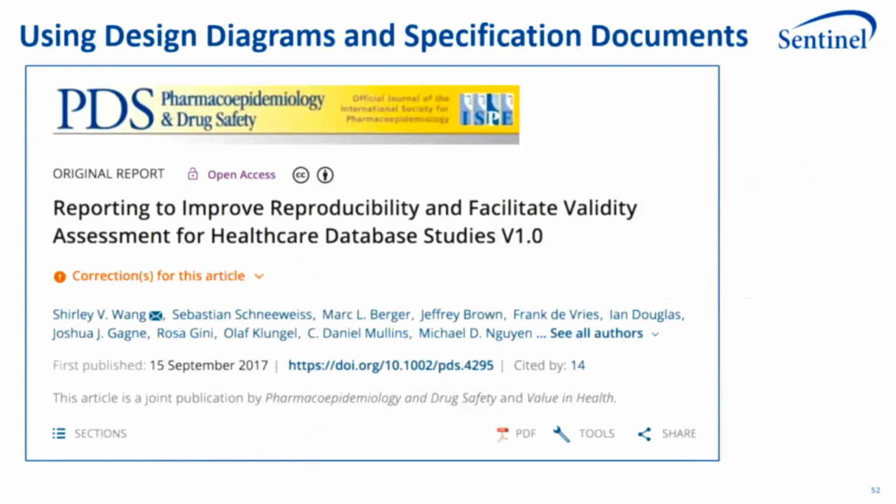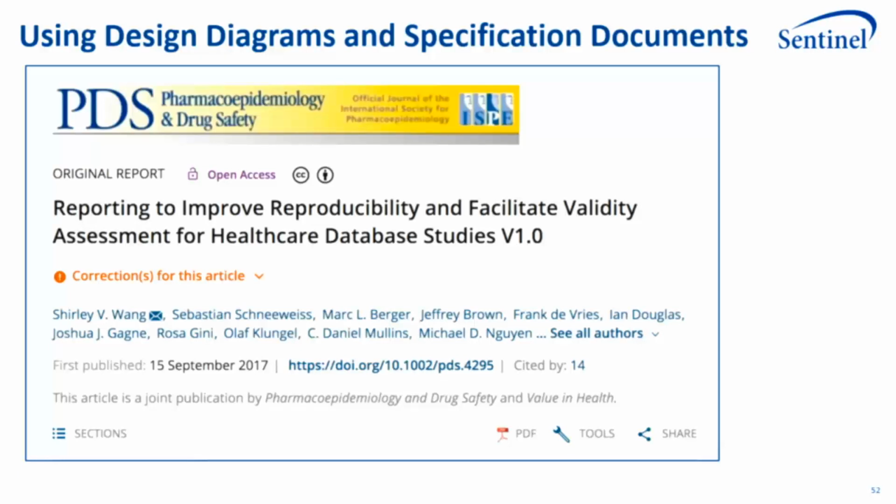So throughout our day today, we're going to be using design diagrams and specification documents as a way to communicate with folks how we're actually asking a regulatory question of interest. And this is a screenshot of a recent publication, which was a joint publication by a Pharmacoepidemiology Society and a Health Outcomes Research Society that points to best practices and guidance for how we should be communicating what we're doing in observational data, and particularly in observational studies.